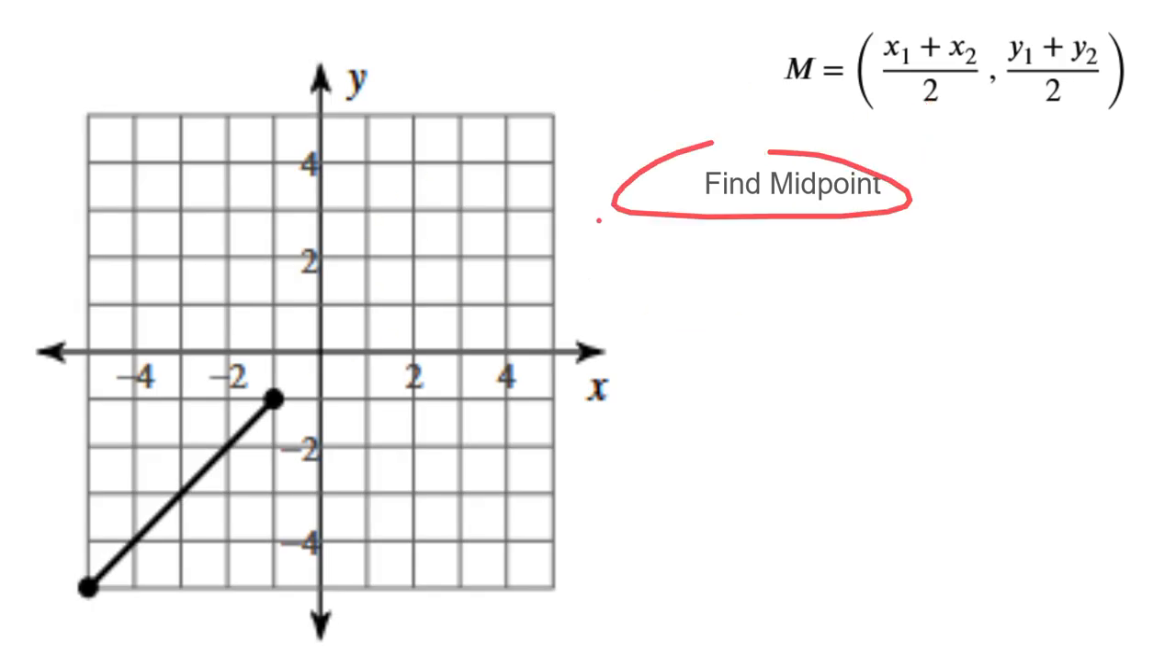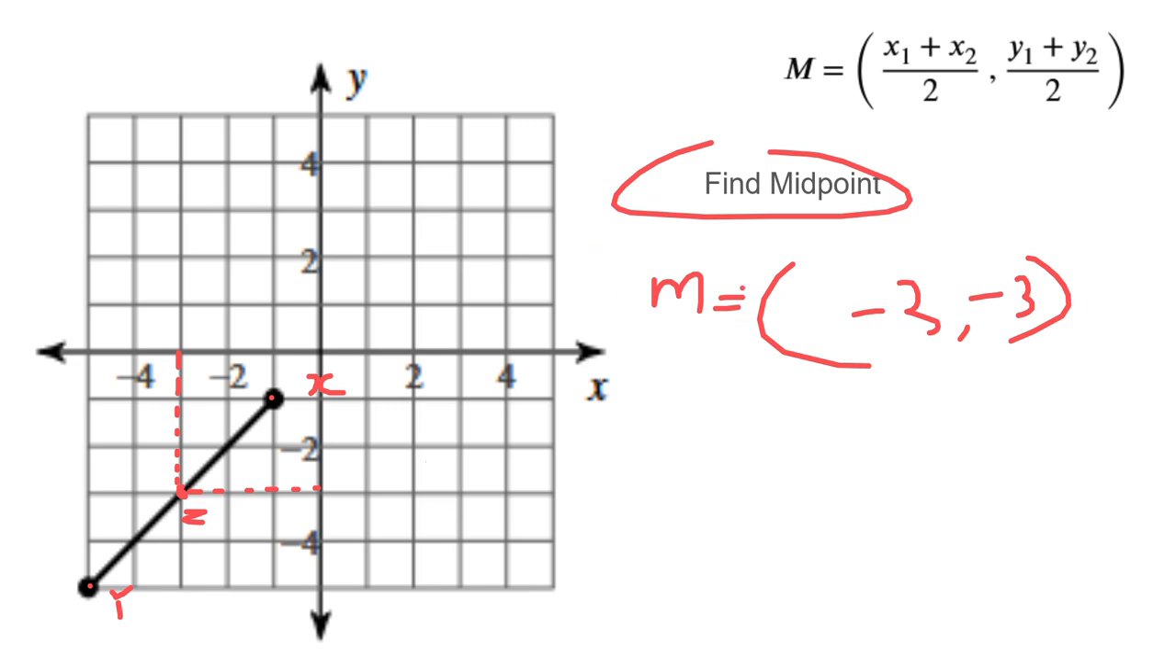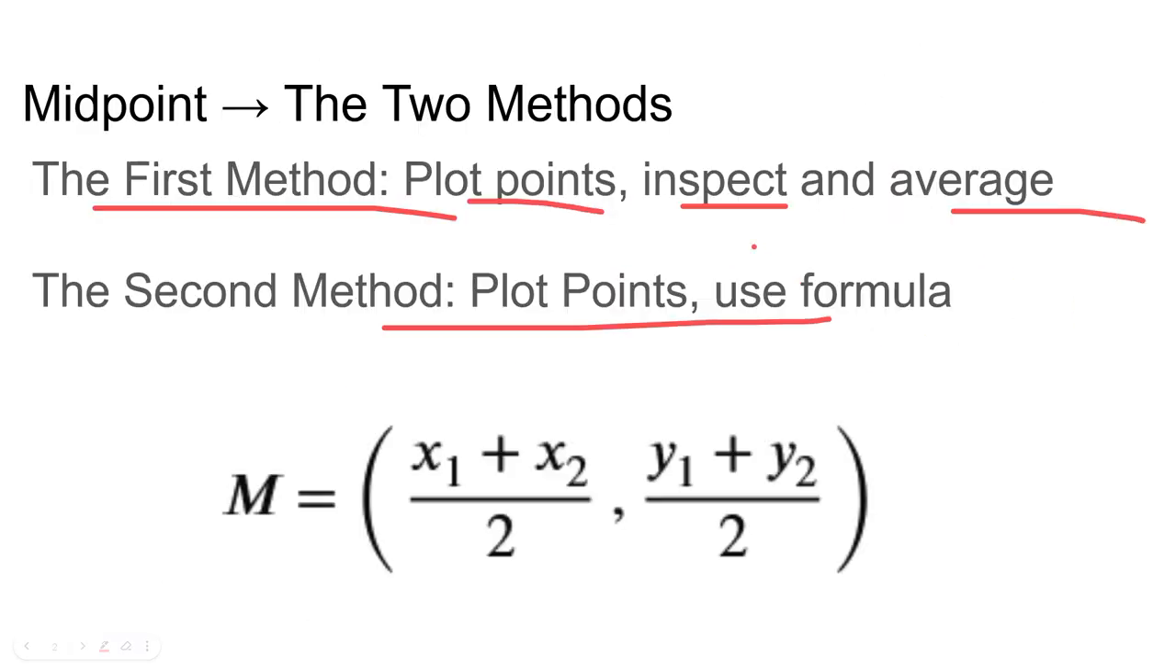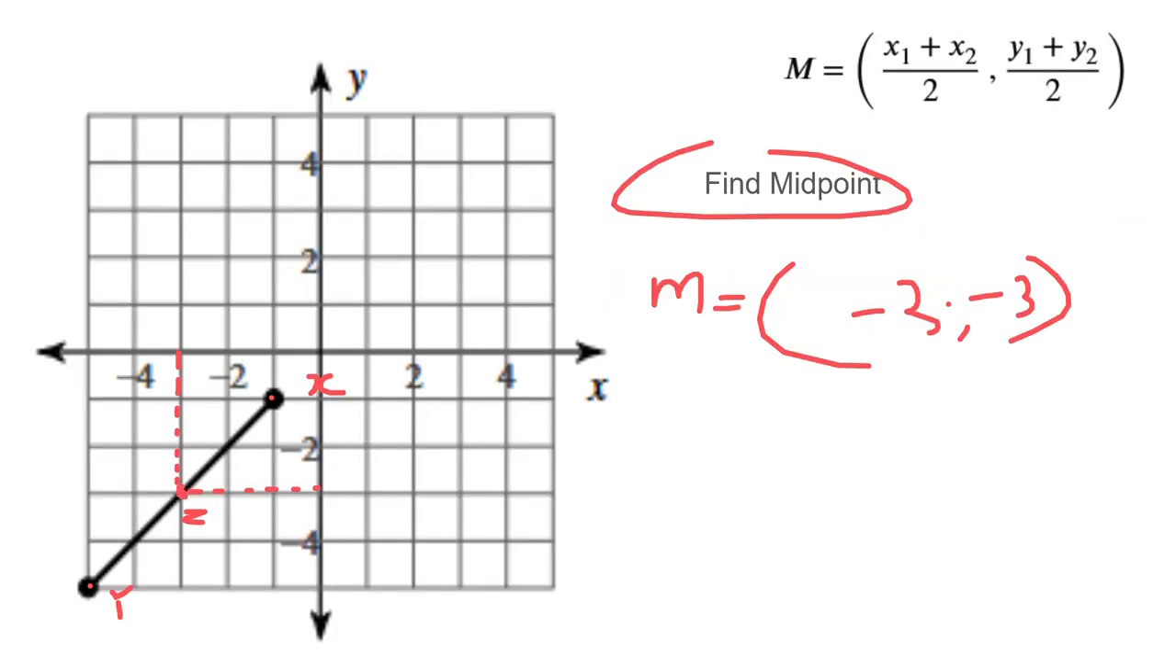So find midpoint. Okay, we have this line, and the top one is labeled x, bottom one is labeled y. Immediately, you'll see that the line fits really well into this graph, into this Cartesian plane. And when you see this, you can almost instantly just interpret the midpoint. This is labeled z, so m would just by looking would equal -3, -3. So, look, we just used the first method, plotting points here, inspect, and then average, which is essentially interpreting the middle of the point.